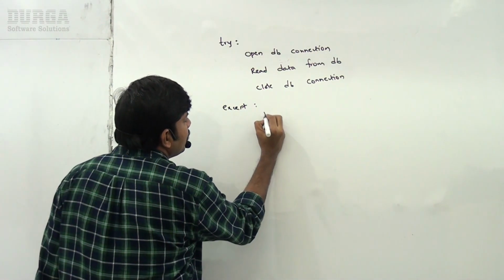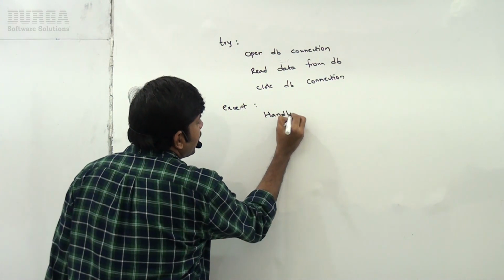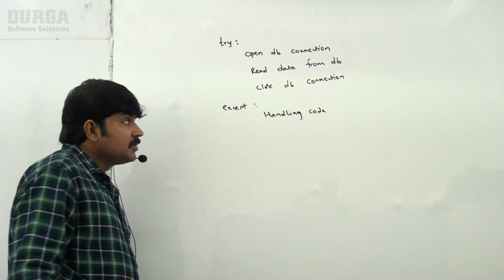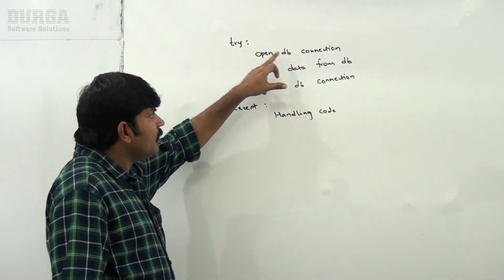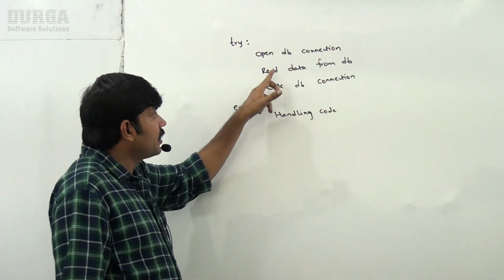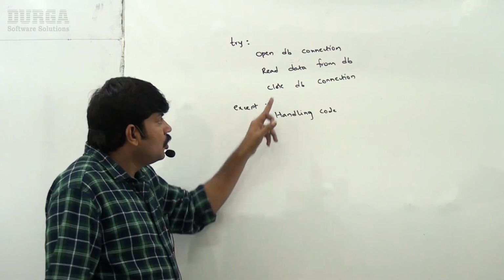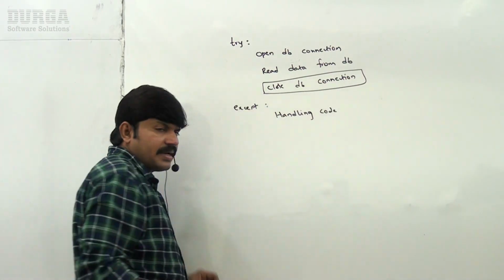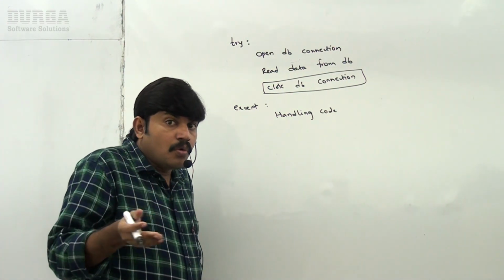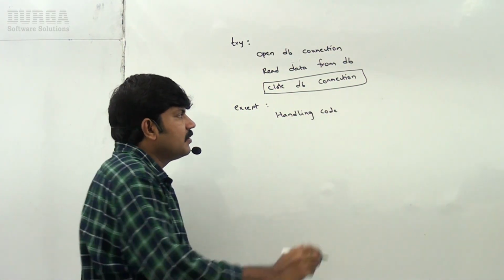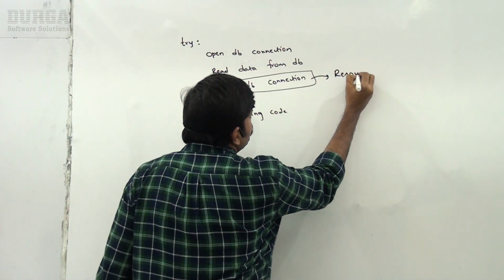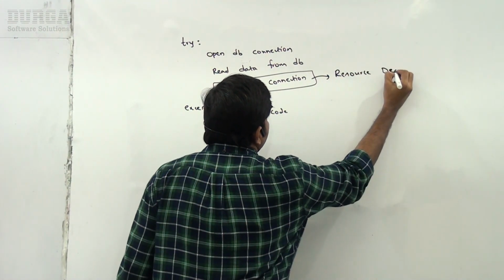Okay, except. Now the corresponding handling code I'm taking, sir. Open DB connection, read the data from the database. What is the third line? Can you please read this, sir? Close database connection.